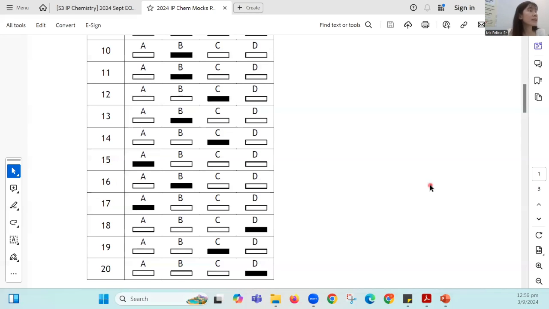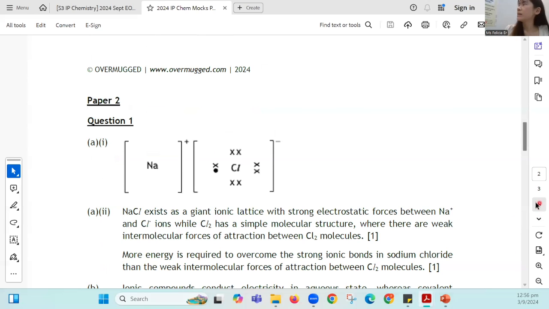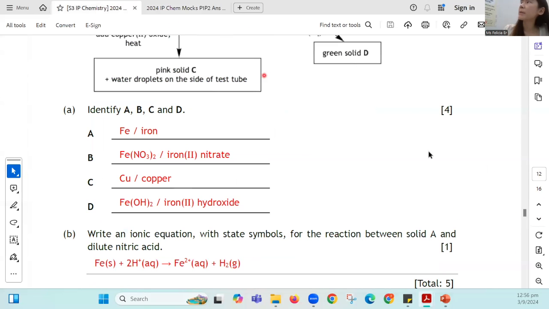It should be done by now. Can you maybe get from your friend the answer key or something like that? Okay, so I shall go through the answer now. Let's go through page by page then.